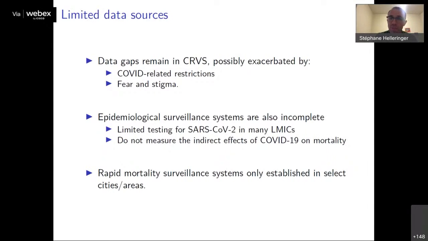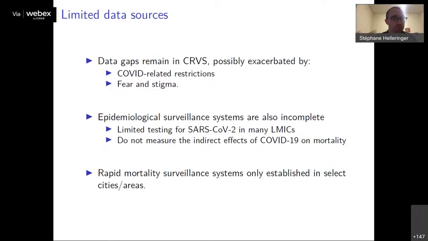The epidemiological surveillance systems that monitor COVID-related deaths, in particular the typical numbers that are reported maybe by ministries of health or public health agencies, are also incomplete in monitoring the impact of the epidemic on mortality, because there's limited testing for SARS-CoV-2 in many low and middle income countries. And also because by definition, these epidemiological surveillance systems only count the COVID deaths. They do not look at the indirect effects of the pandemic on mortality. For example, what might happen when people cannot access certain healthcare services, or when there are economic downturns and there are issues with economic livelihoods.